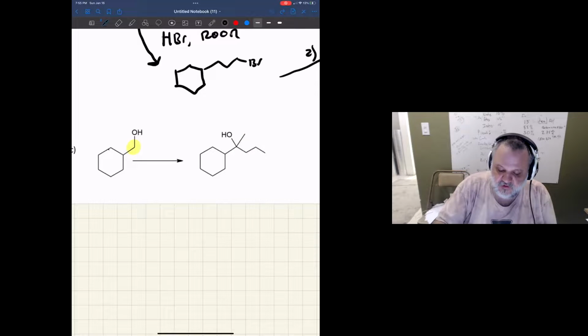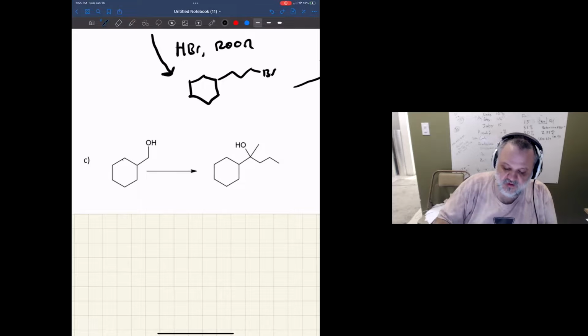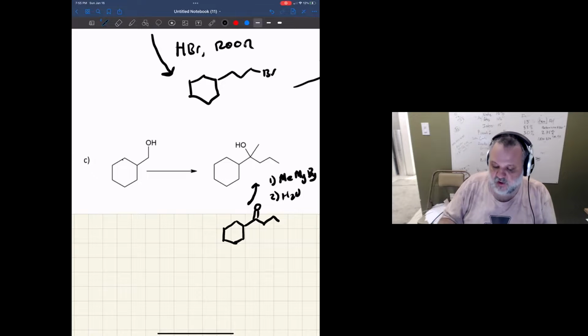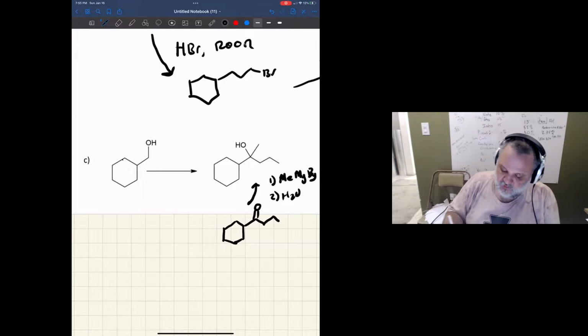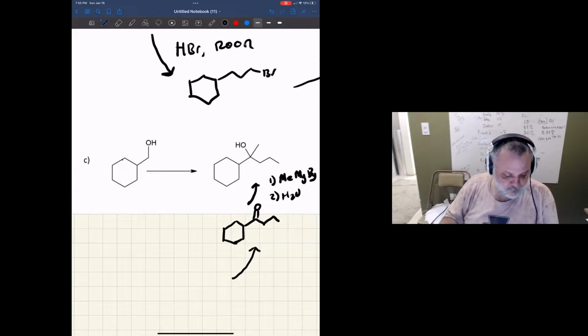What I need to do is maybe some successive Grignard reactions. And so let's take a look. If I were to react something like this with methyl Grignard and water, I would get that product. Well, what do I need to do now? What if I had then something that I can get this carbonyl group with.